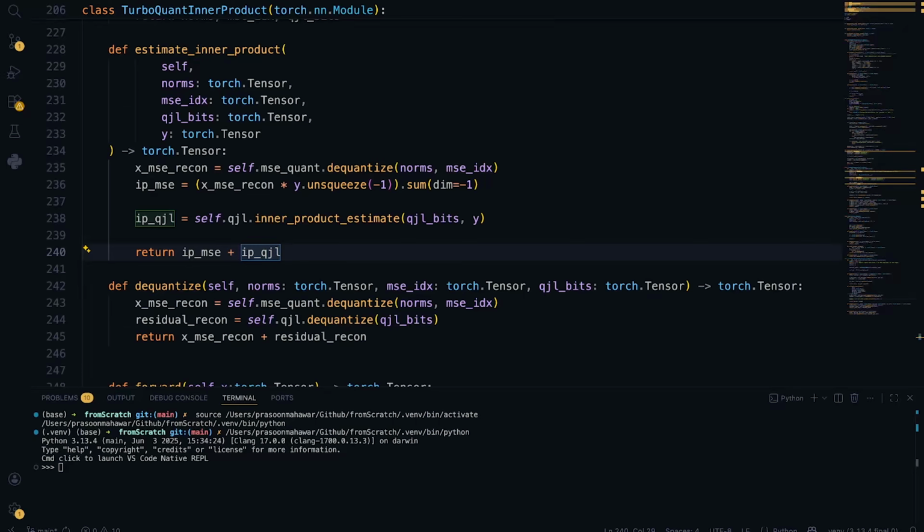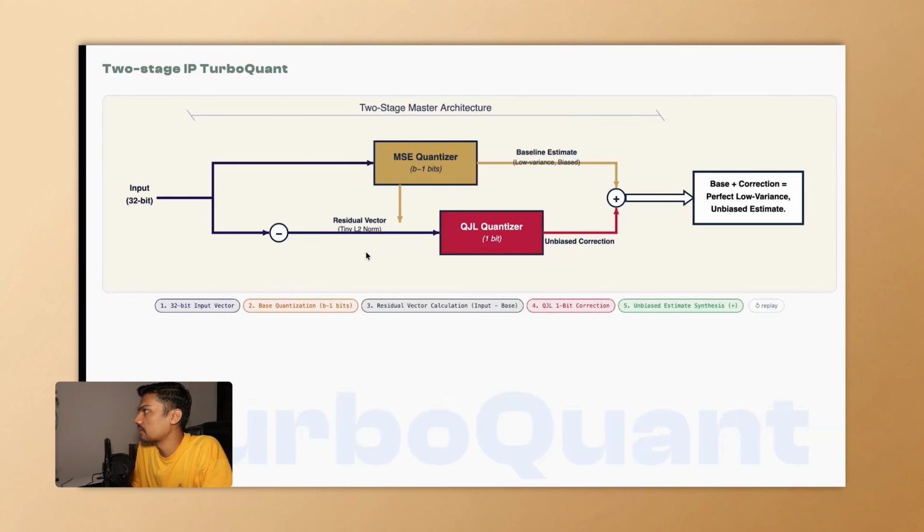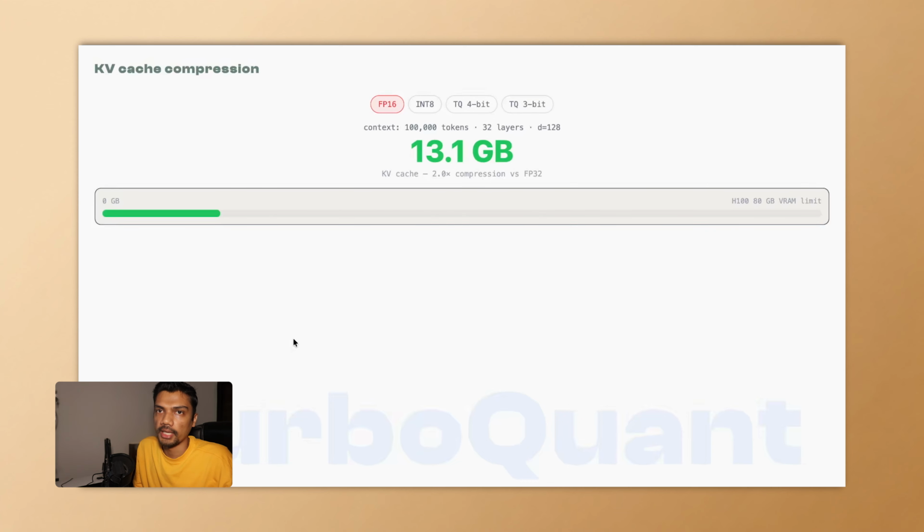So this video is already pretty long, so we will not be discussing, let's say, the implementation of both the applications that were introduced in the paper, like application 1, the KV cache quantization.